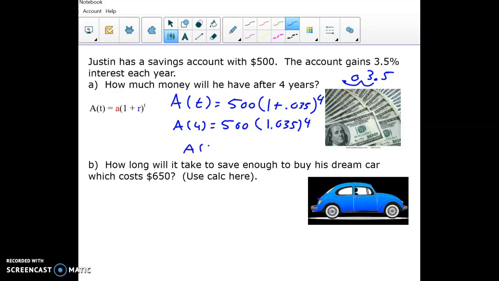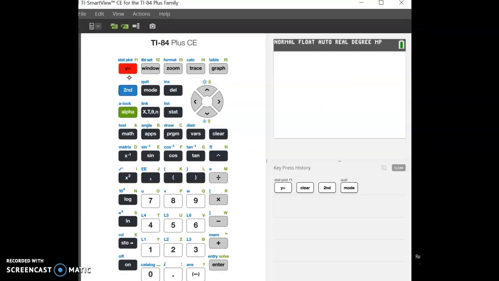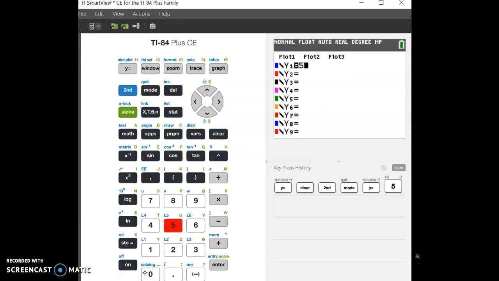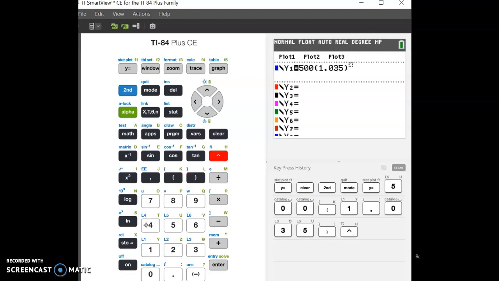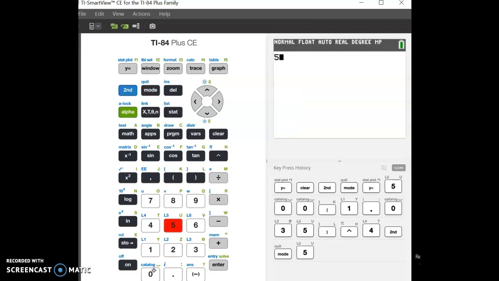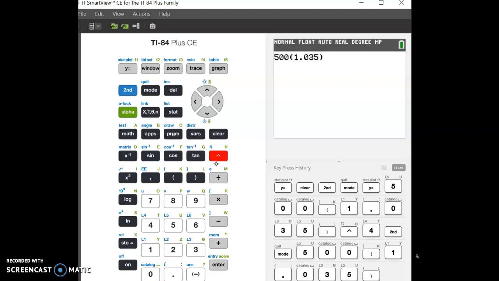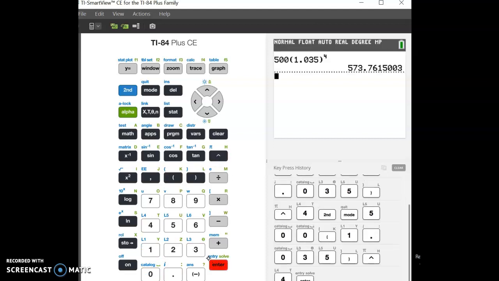And then it's just a matter of typing that into your calculator, which I can show you real quick if you've never done it before. I'm going to go into the y equals screen and type 500, and then 1.035, and I'm going to put that in parentheses because you want to raise all of that to the 4th power. Actually, I don't even need to do it in y equals. 500 times 1.035 raised to the 4th. So, 573.76.